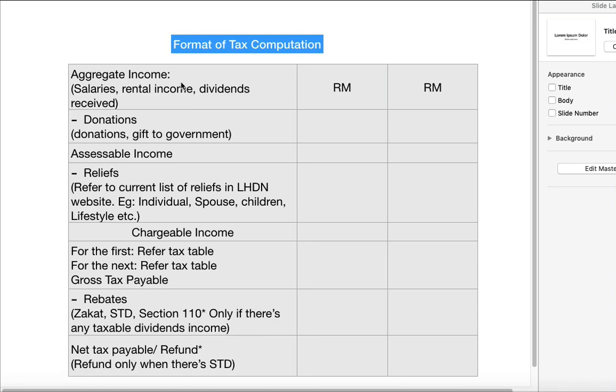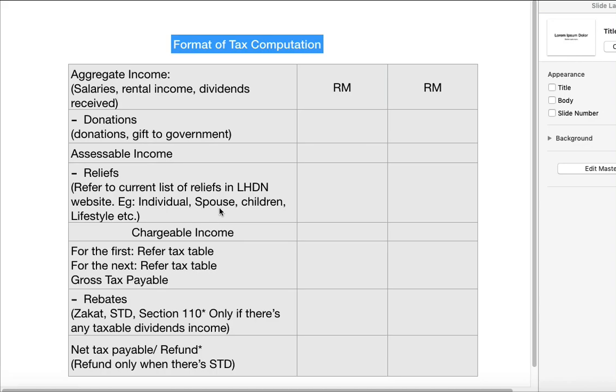And then aggregate income minus donation, you will get the assessable income here. And then minus relief. Relief is the tax exempted portion. So for this one I said refer to the current list of relief on the LHDN website. For example, there is relief for individual, spouse. Spouse is applicable if they do a combined assessment.